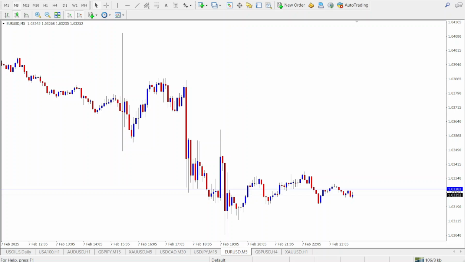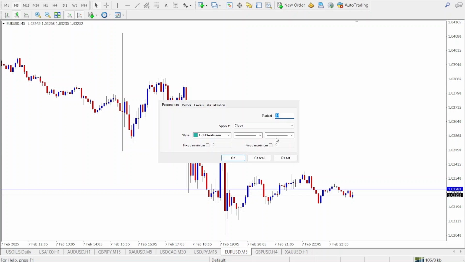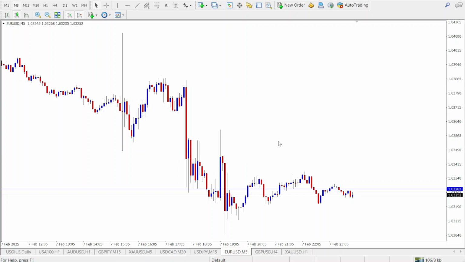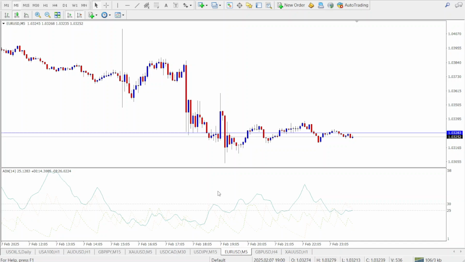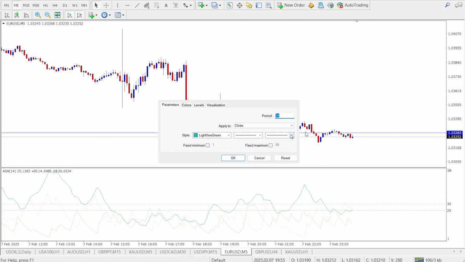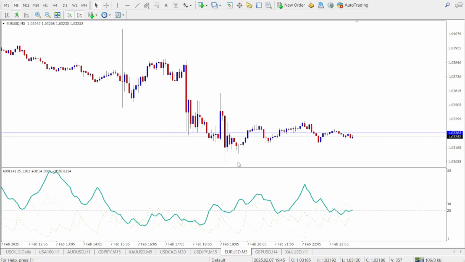Now let's quickly get started. First of all, let us quickly go over what the ADX indicator is. So what is the ADX indicator? Now let me increase the thickness of the line so that we can see it clearly.